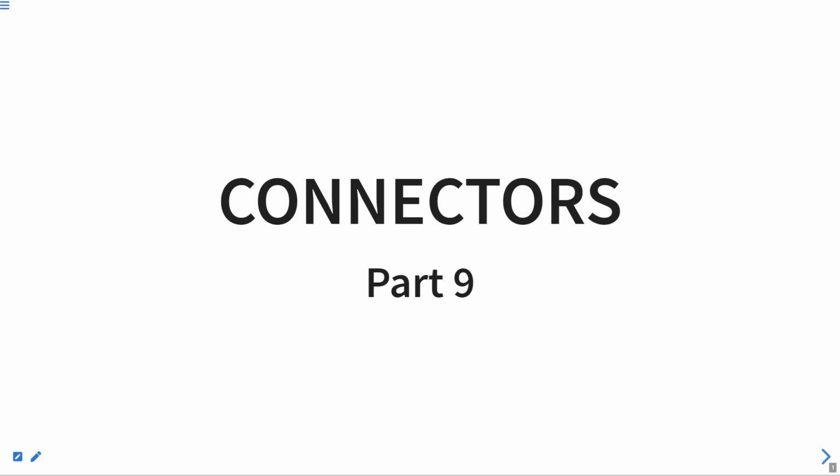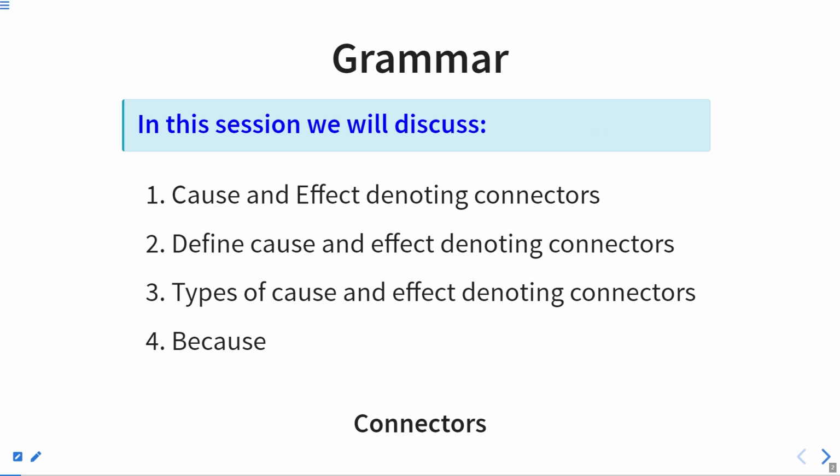Well, in all these sessions of connectors, we have discussed many contradictory connectors. Now, in this session, we are going to discuss some more types of connectors. We will discuss cause and effect denoting connectors. Since we have already learnt many connectors, these are some different types of connectors. What are these? These are cause and effect denoting connectors.